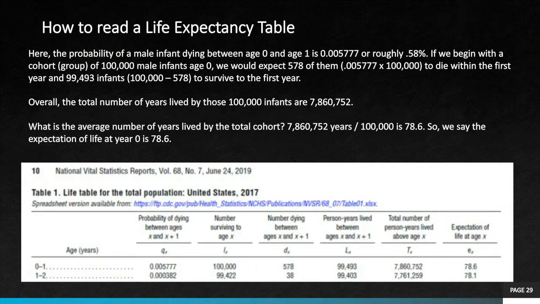So here, we're looking at life expectancy of an infant between age 0 to 1, and you'll notice where it says number surviving to age X, we start out with 100,000 male infants. And over their first year, 578 of them do not survive. But together that sample group of 100,000 lives 7,860,752 years. So we divide that by the number of the cohort, and we get to age 78.6. This is for the total population, I'm sorry, not males. So we say that overall, the expectation of life in the United States for an infant age 0 to 1, and this doesn't differentiate by age or gender, is 78.6.